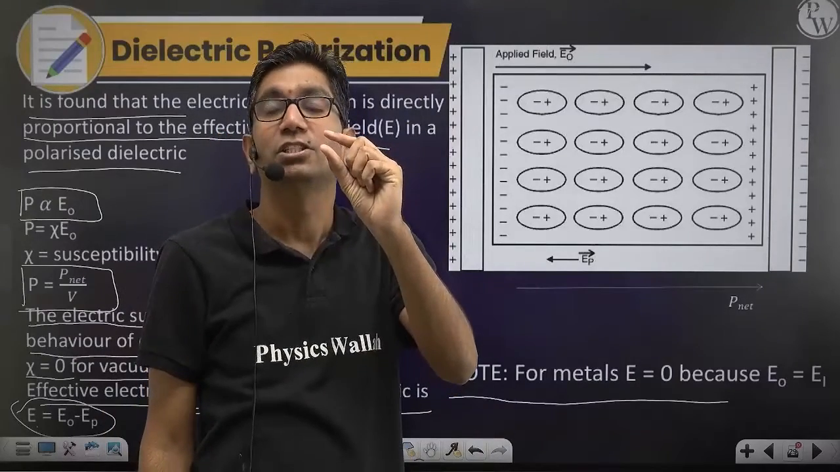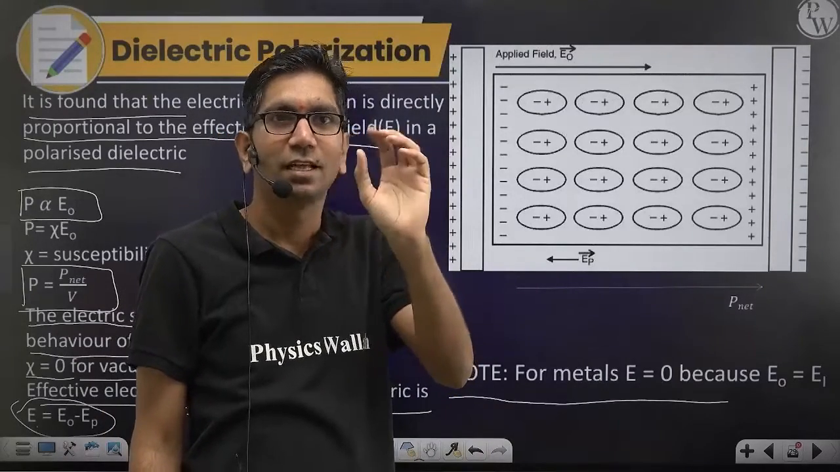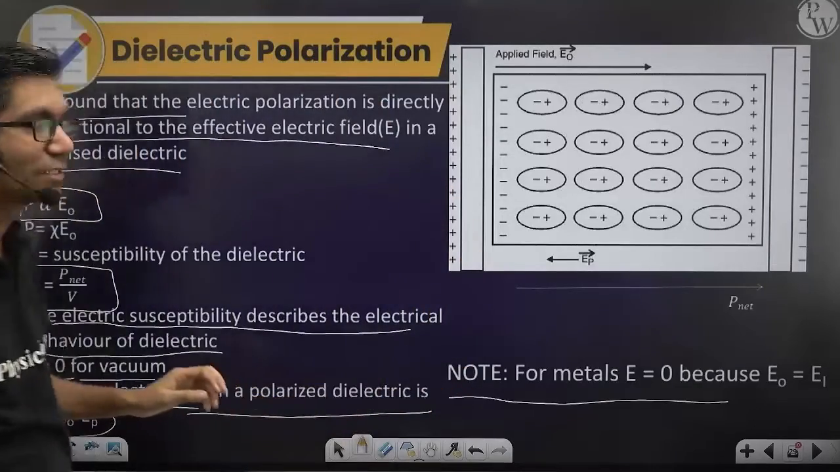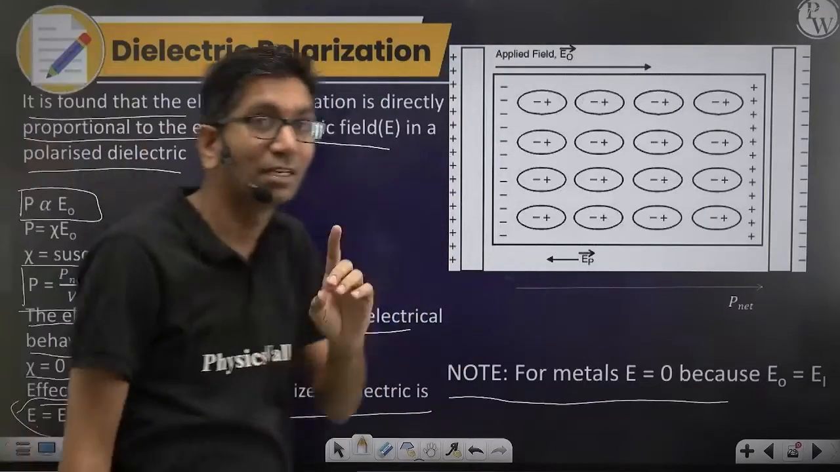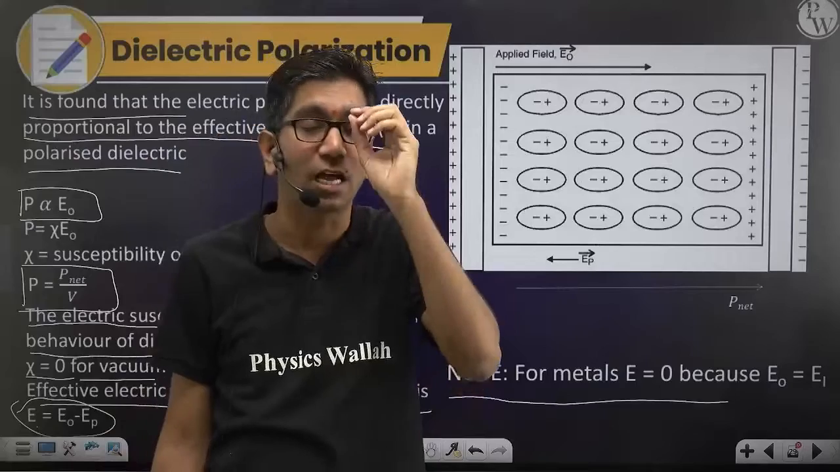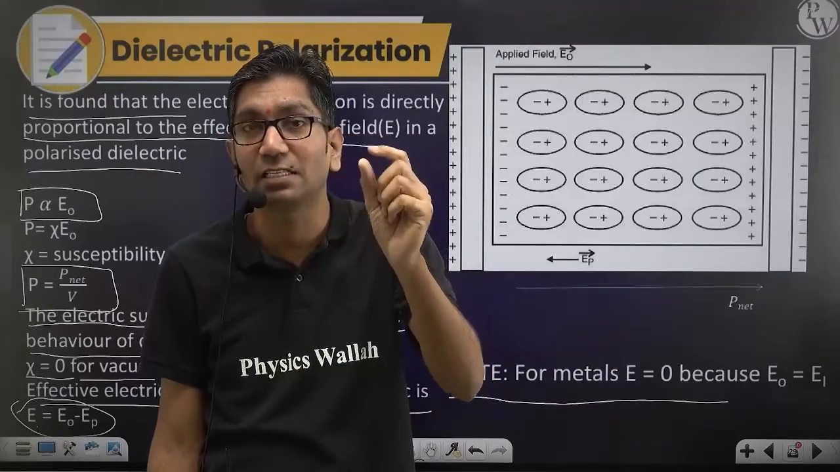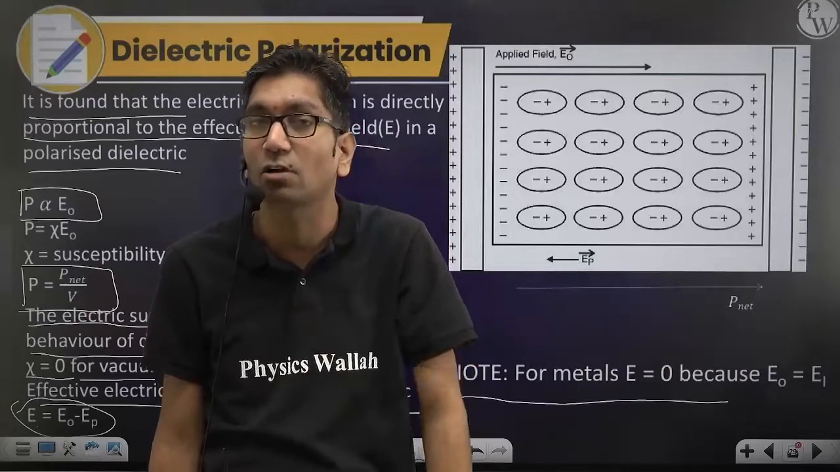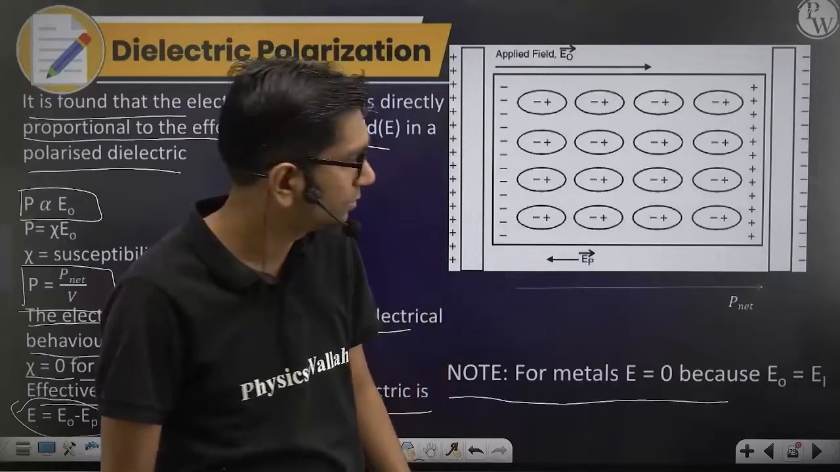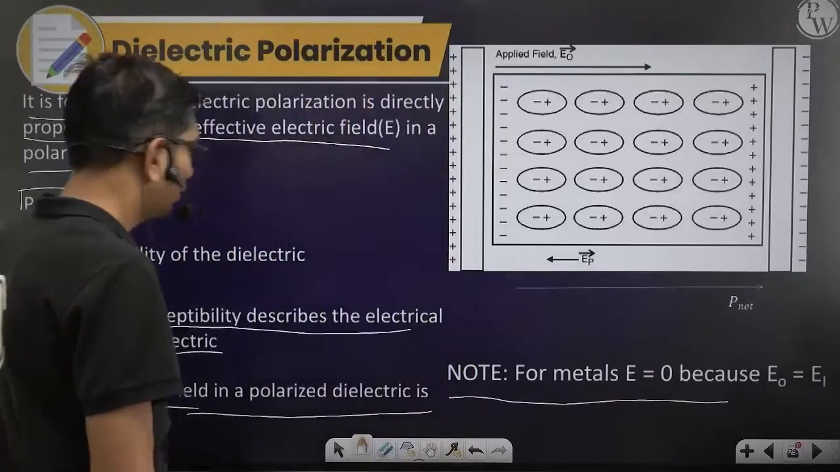See here, charged spheres always, metallic spheres. Inside the metallic spheres, electric field is always 0. Yes or no? Yes. Chalo beta, let us go.